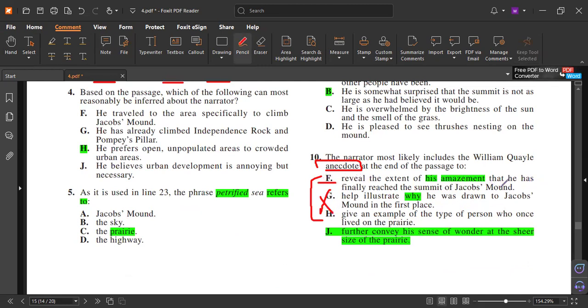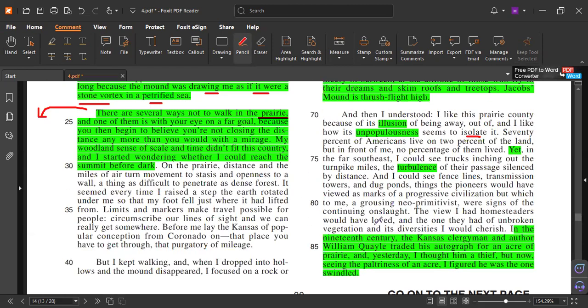His amazement that he has finally reached the summit. So amazement, or about a sense of wonder at the size. It will tell you about its further convey. His sense of wonder, the sheer size of the planet. So if you're confused, go before and after, you will find it. As he mentioned here, a percent of Americans live on 2% of the land, the size. But in front of me, no percentage of them lived.